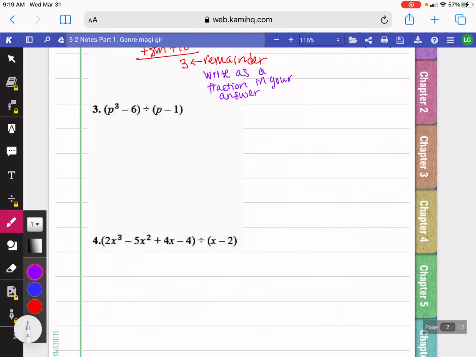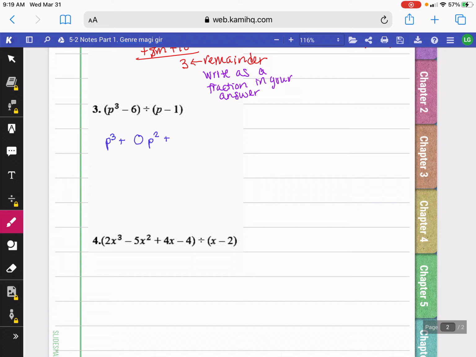This next problem is going to be a little different. So we have p cubed minus 6. If you try to divide this, it's going to look a little off because they skipped a few terms here. So normally after cubed would be squared. So you want to make sure that it's written in the correct form. So after p cubed would usually be p squared. Since there's no p squared here, I'm going to use a 0 as a placeholder.